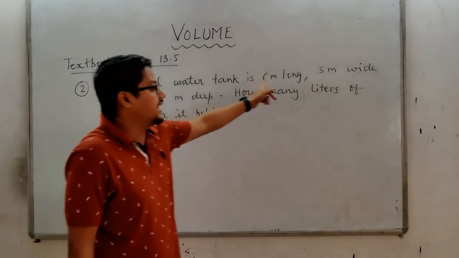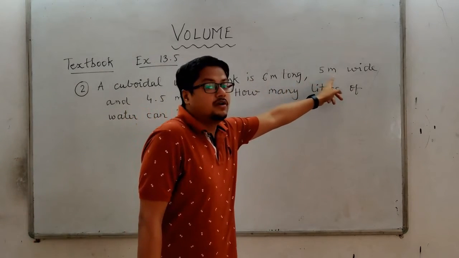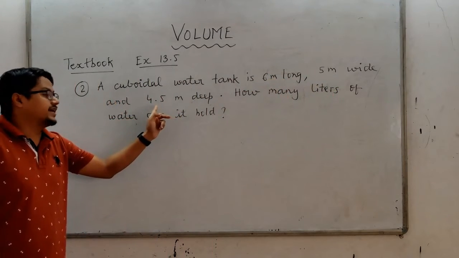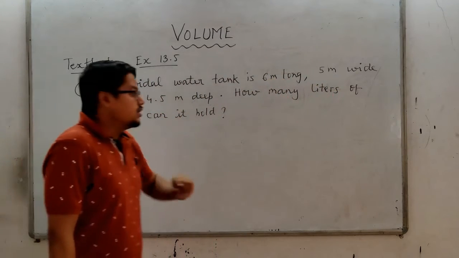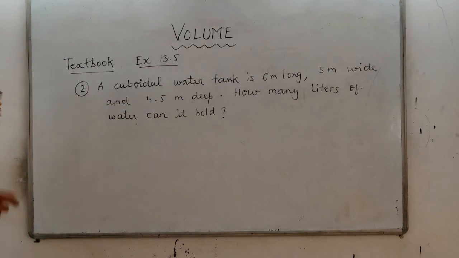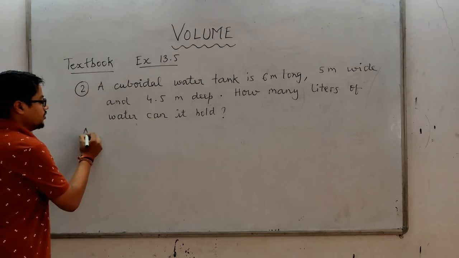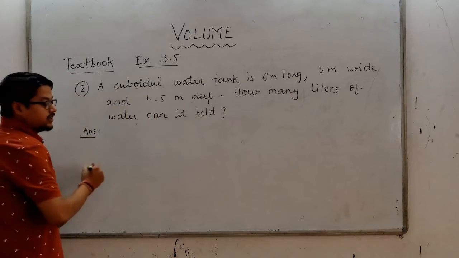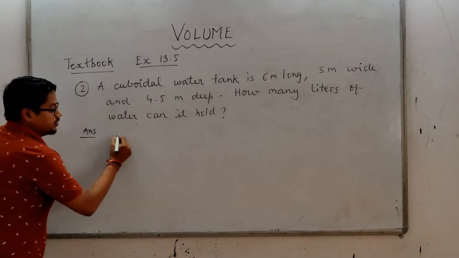So we will say that length is 6 meters, width or breadth is 5 meters, and height or depth is, we can say, 4.5 meters. Now, we are asked how many liters of water this tank can hold. So first of all, we will find out the volume of this water tank. First we will note down the figures that are given in the question.